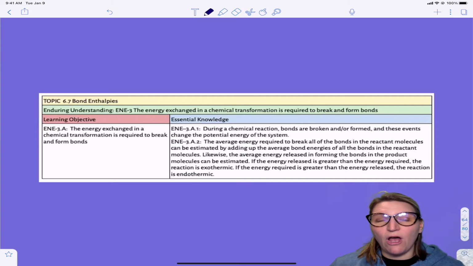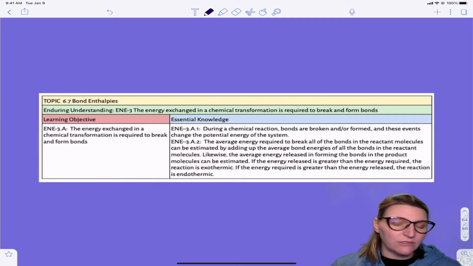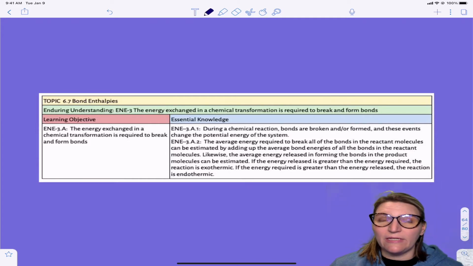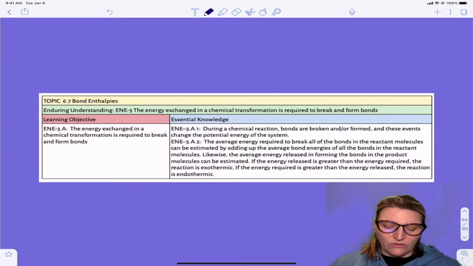So these last two topics aren't covered in chapter 5. They're covered in other chapters, and they're actually applications of something that you are somewhat familiar with. So these last two are actually probably easier than the ones in the previous videos. So today's topic is all about bond enthalpy.